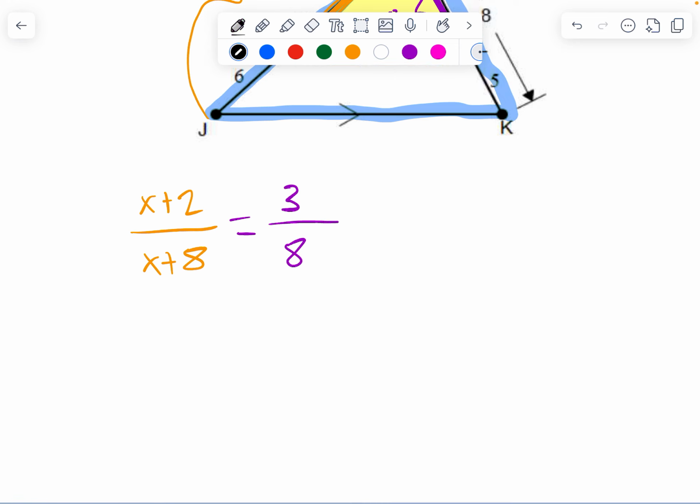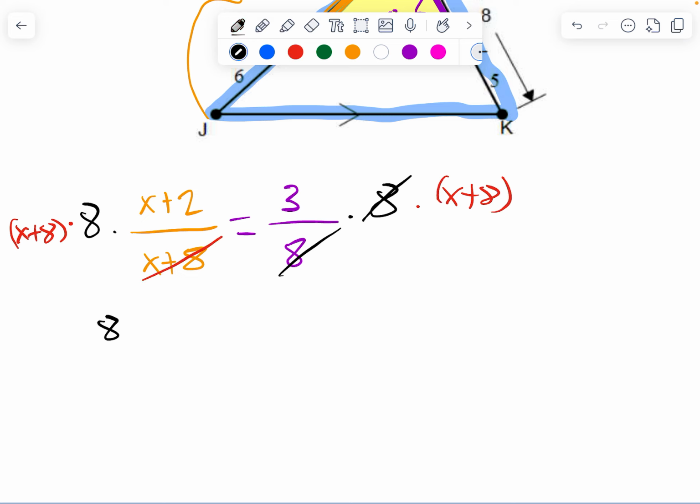Fractions aren't helpful. We need to undo that division. We undo division with multiplication, right? Now on the left, keep in mind the only thing that undoes an x plus 8 is another x plus 8, right? So we have to multiply that entire denominator in order to move it. So now on the left, we have 8 times x plus 8. Oh, that was close. 8 times, whoop, that x plus 8 canceled with your denominator. 8 times x plus 2 equals 3 times x plus 8, because it did not cancel from the right side.